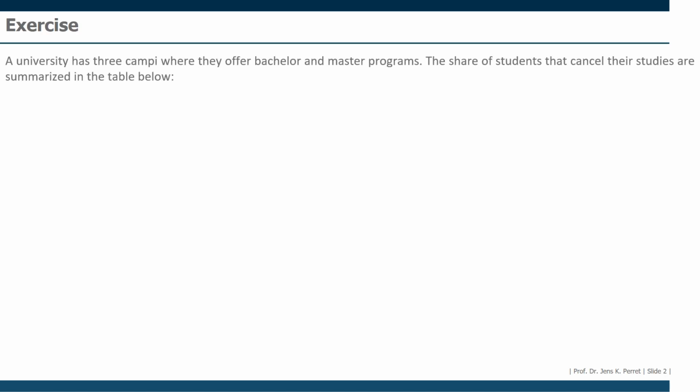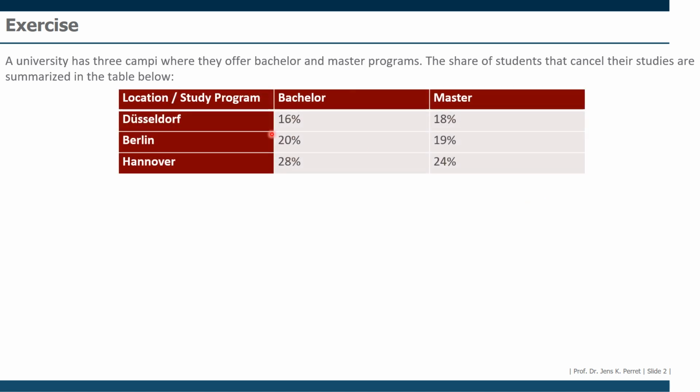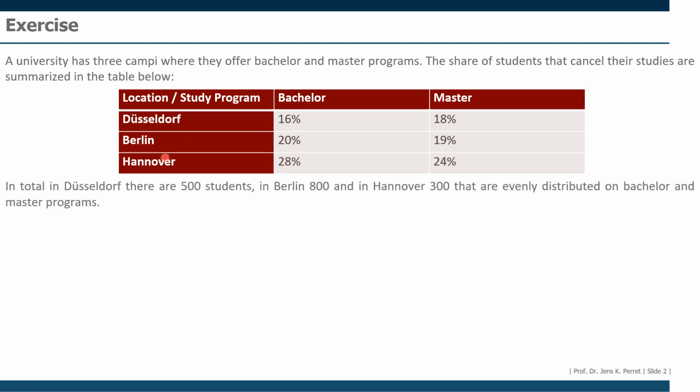A university has 3 campi where they offer bachelor and master programs. The share of students that cancel their studies are summarized in the table below. Here we get this information, shares for bachelors, shares for masters, and the 3 locations. Additionally, we know in total, in Düsseldorf, there are 500 students, in Berlin 800, and in Hanover 300 that are evenly distributed on bachelor and master programs.